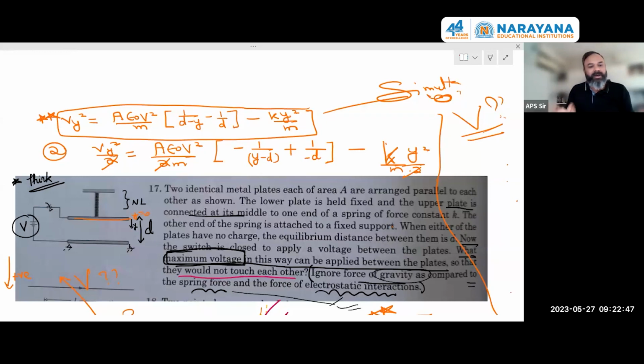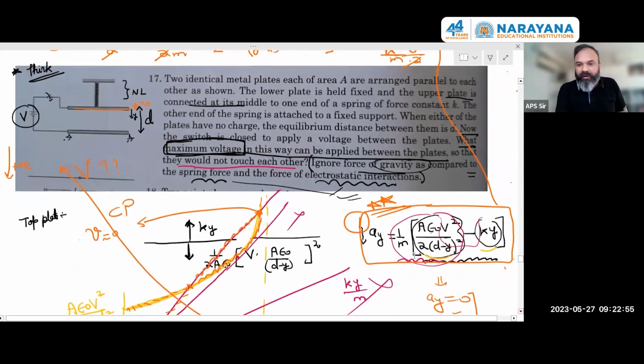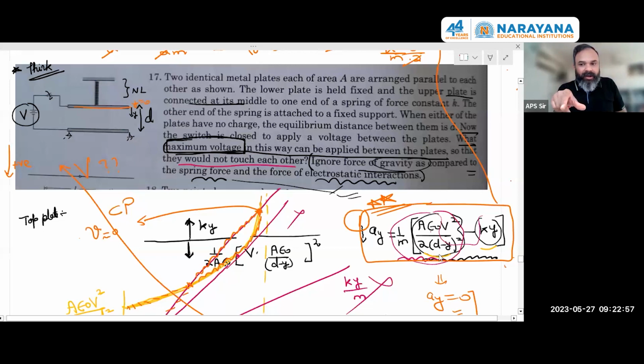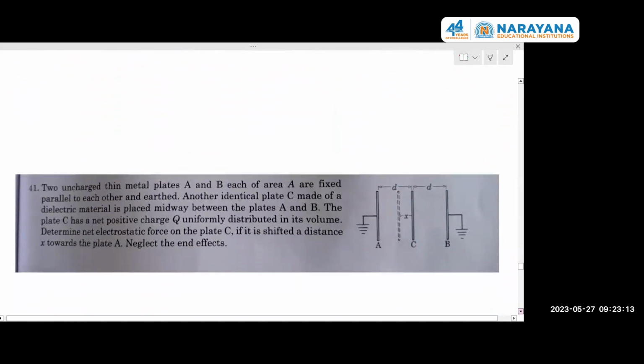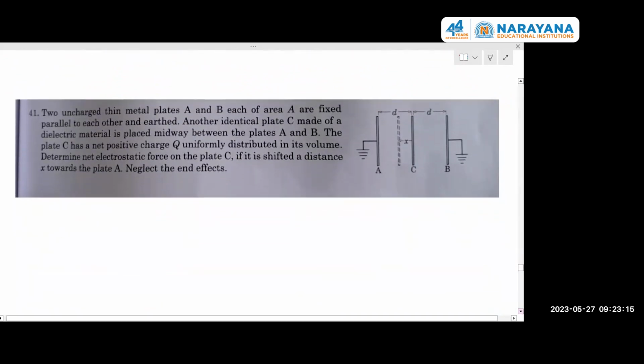So when you solve it simultaneously, it won't be a cubic because of that d minus y whole square term. I will directly eliminate epsilon naught V square upon 2m into d minus y, and write it as k y d minus y. I'll convert it into a quadratic. You understand? You will get your solution simply. So it was a nice conceptual problem which should be analyzed properly for your answer.